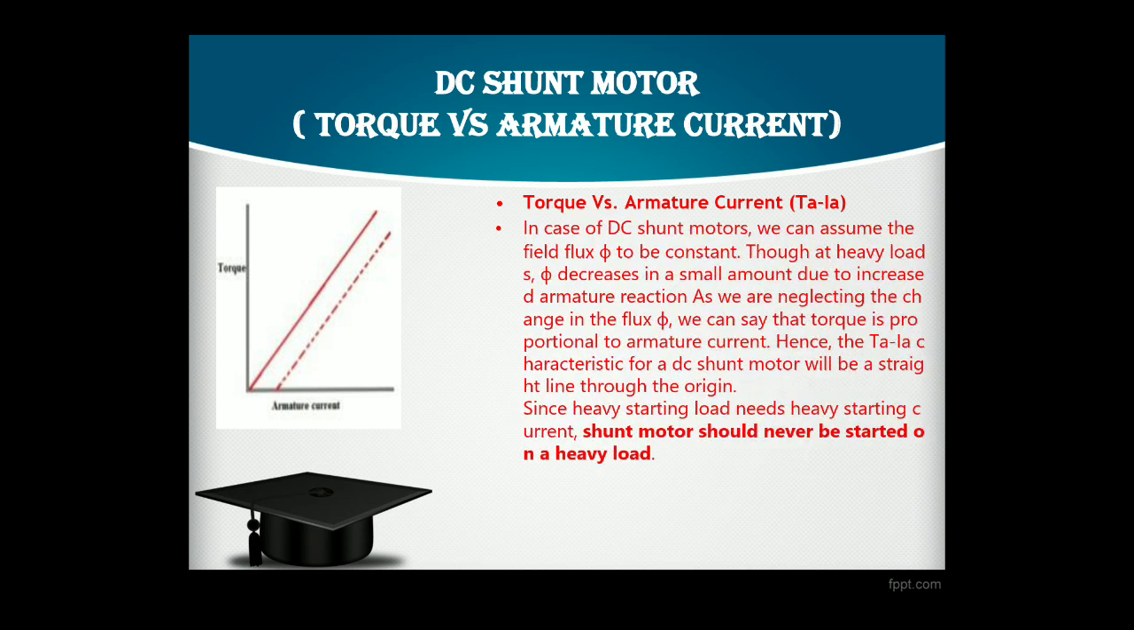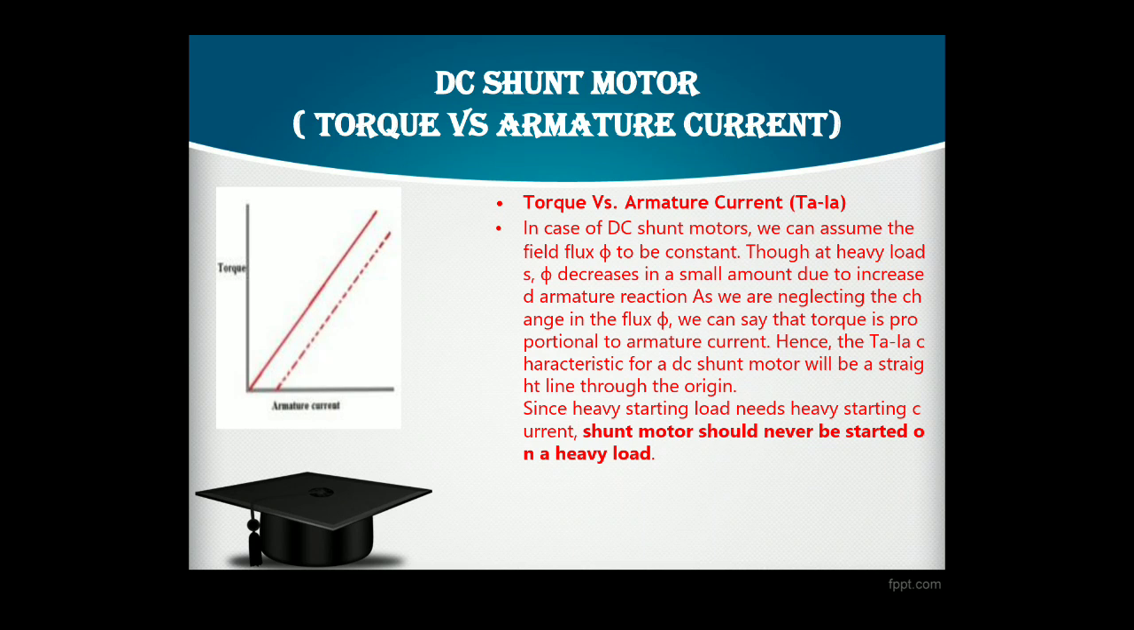Though at heavy load phi decreases by a small amount due to increase of armature reaction, we are neglecting the change in the flux phi. We can say that the torque is proportional to the armature current. Hence, the Ta-Ia characteristic for a DC shunt motor will be a straight line through the origin.